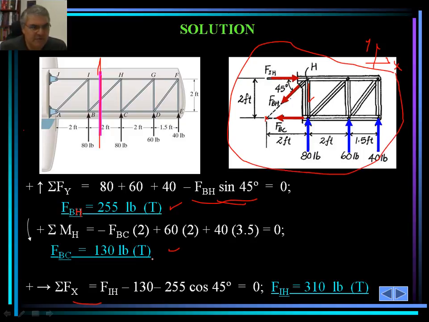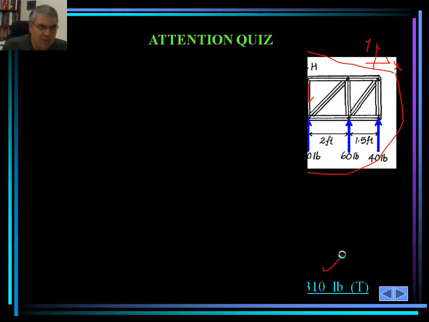F sub BC turned out to be 130, so we're going to make sure we consider that. F sub IH is the unknown acting to the right of the page by our assumption, and there would be one more component, and that is this component, F sub BH Y, and that would be 255 cosine 45 degrees. Set that to 0. We calculate that F sub IH is 310 pounds, and that's also in tension.